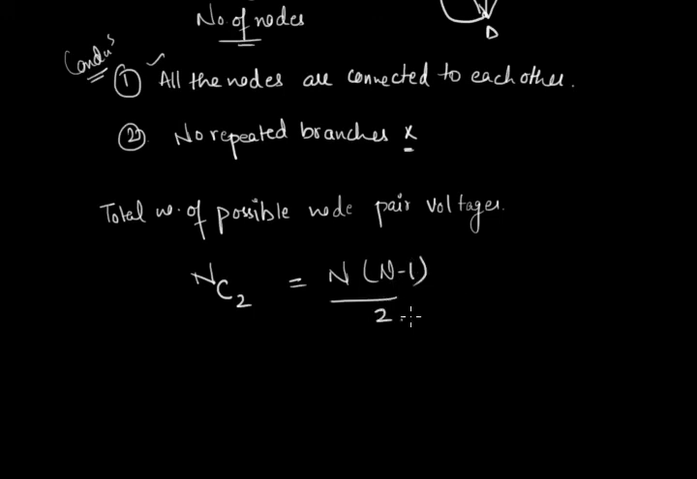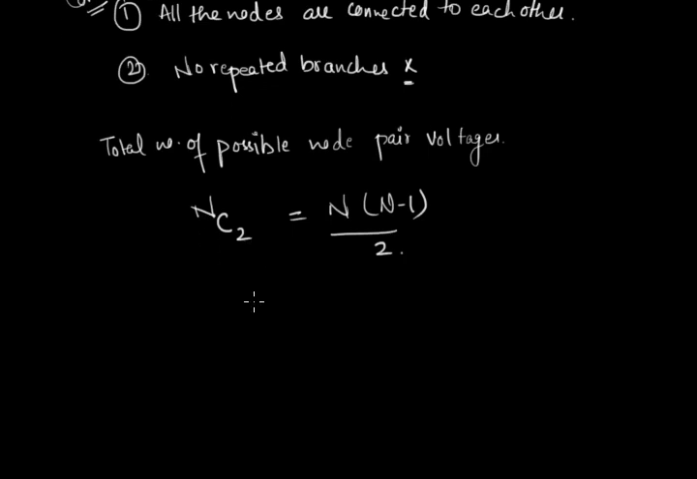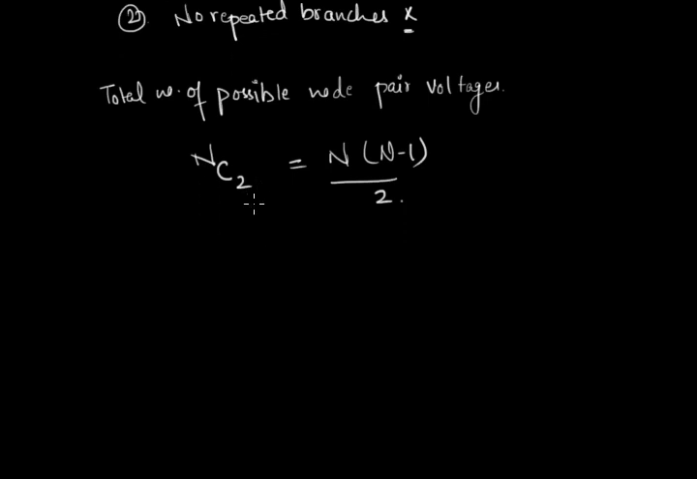In the example we took at the start of this video, the number of nodes is 4. So the number of possible node pair voltages is 4 into 3 by 2, which comes out to be 6. That's all in the graph theory which is possible.